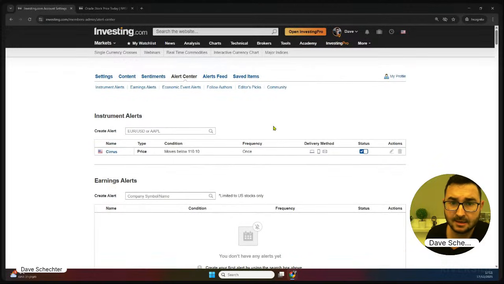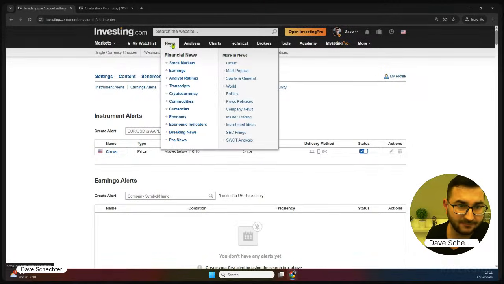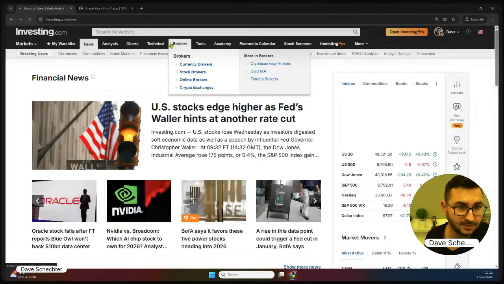So let's now go ahead and take a look at the different types of news and some of the news items that I find particularly helpful. So you can get to the news by hovering over it in the navigation bar here at the top. Here it'll give you a breakdown per different categories, such as earnings, analyst ratings, transcripts, so on and so forth. So let's go ahead and click through to the news.